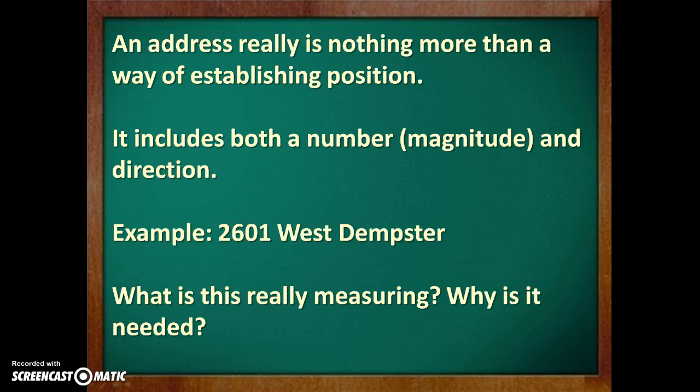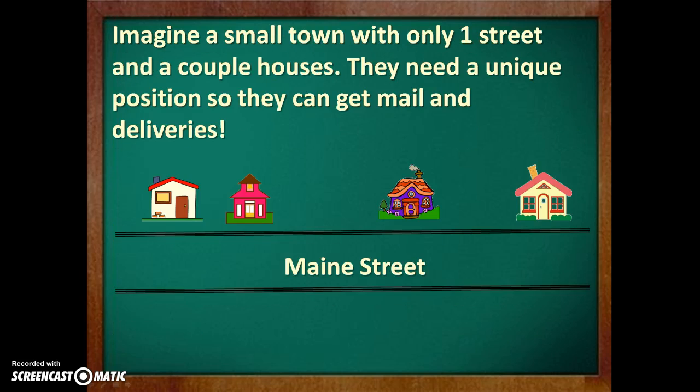An example would be Maine East High School. Maine East's address is 2601 West Dempster. And so the magnitude is going to be 2601, and the direction is going to be west. So when you look at an address like that, what is it really measuring? Why do we even need it?